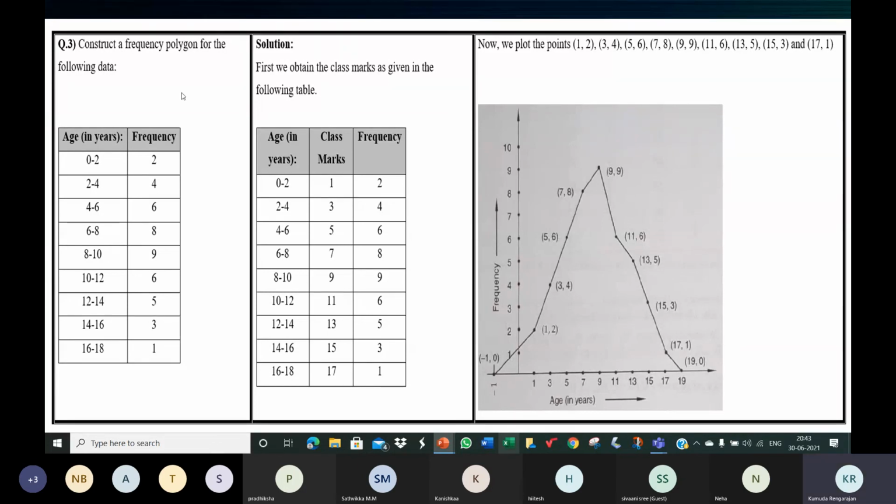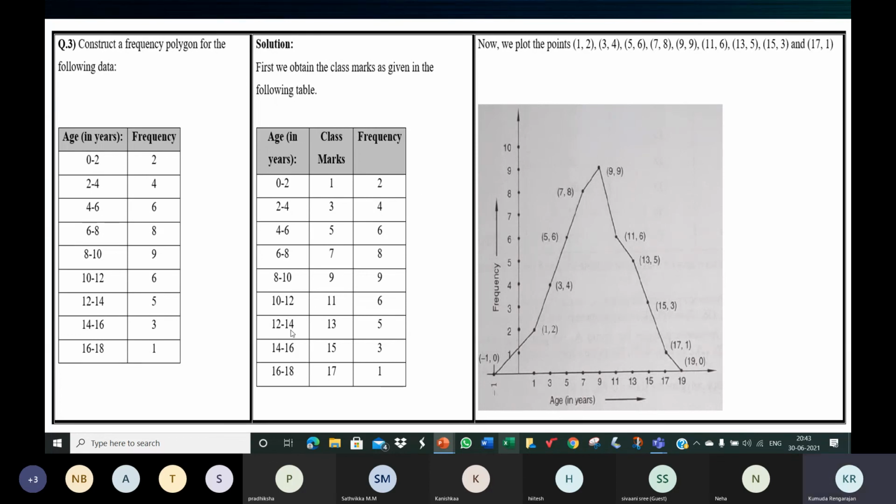See the information given to us. We have a grouped frequency distribution: 0 to 2, 2 to 4, 4 to 6, 6 to 8, 8 to 10, 10 to 12, and so on. Grouped means involving class intervals. So we have a grouped frequency distribution showing the class intervals and the respective frequencies. For this, we need to prepare a frequency polygon. When you prepare a frequency polygon without the histogram, this is the procedure.